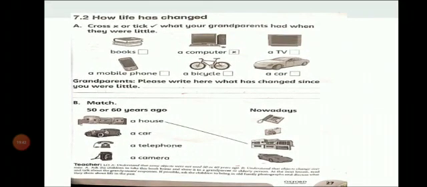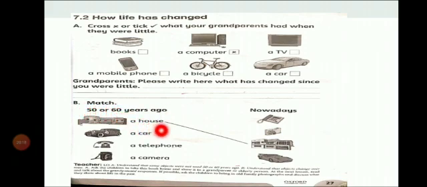Let me revise it for you again. In question number A, some pictures have been given for you, and there are some blocks, and you have to put a cross or tick in front of those pictures which your grandparents had when they were little. Then in the next question they have asked, please write here what has changed since you were little. Here "you" means your grandparents. They are not talking to you. They have asked a question from your grandparents, so you have to write a few things which have changed with the passage of time.